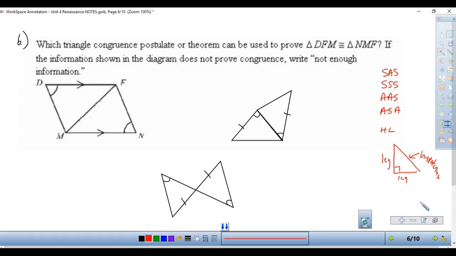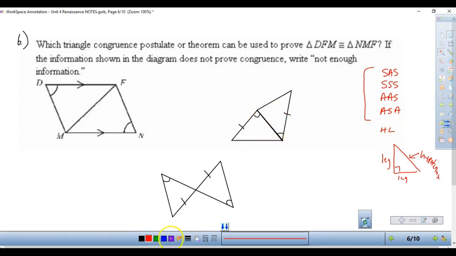and we'll see those in a little bit. So let's start with this one over here on the right, because we're going to come to the big one last. So you're looking for which of these rules, since we don't have a right triangle, it won't be HL, will work to say that these two triangles are congruent.